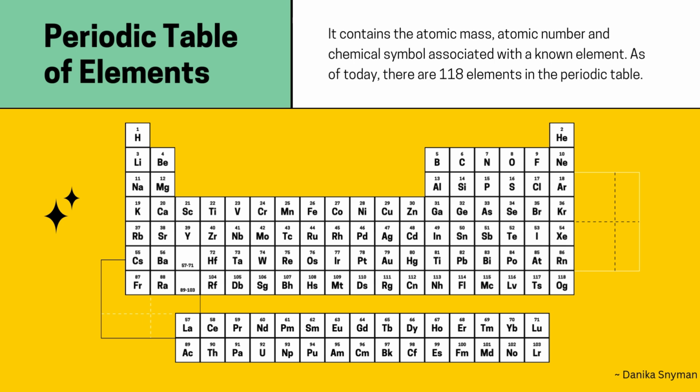Okay, so each element has its own box. Inside the box, you'll find the chemical symbol, like O for oxygen, the atomic number, how many protons are in it, that's what atomic number means, and the atomic mass, that is the protons plus the neutrons. And to date, there are 118 known elements so far, and they are all placed on the periodic table.